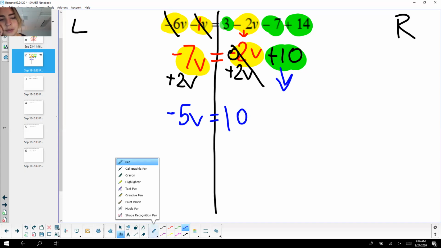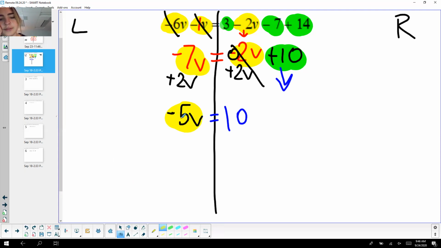Now I've just got a one-step equation. I have successfully gotten all of my yellows on one side, all of my greens on the other side. And again, that's variables and constants. Our goal is also to solve for v. I've got negative 5v equals 10.